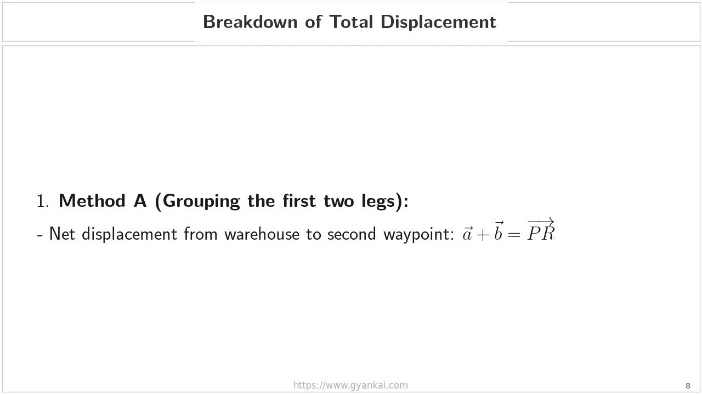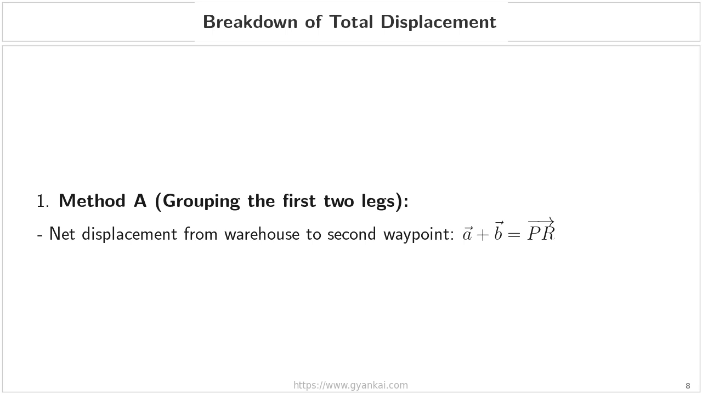Breakdown of total displacement. Now, let's apply everything we've just learned to a practical scenario to see this property in action. On this slide, we are breaking down the total displacement of our drone's flight using two different mathematical approaches. First, let's look at method A, where we group the first two legs of the journey together. Imagine the drone completes its first leg, vector A, and its second leg, vector B.